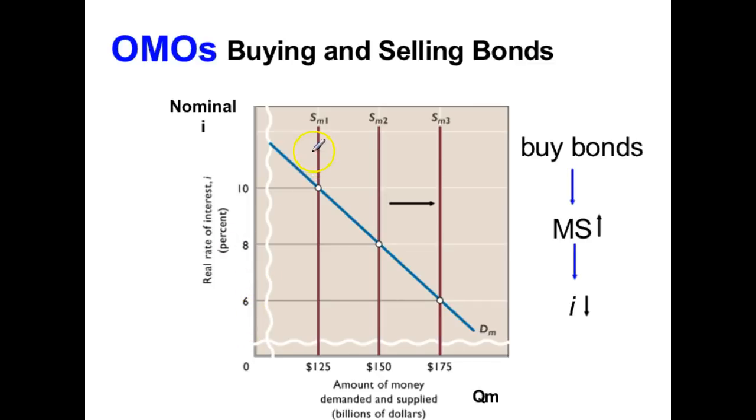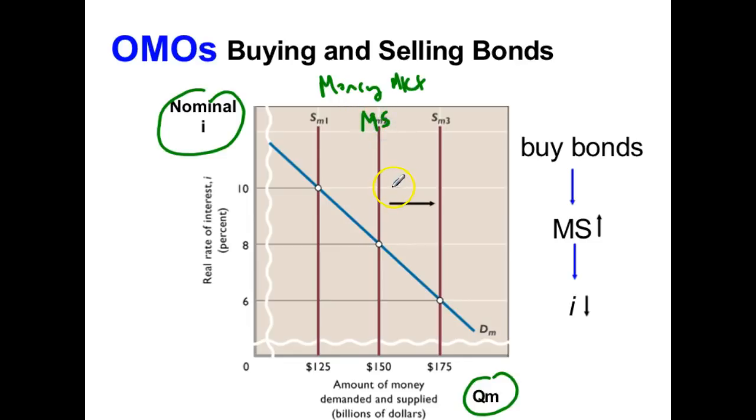So there's really 2 ways of looking at it here. When the Fed is buying and selling bonds, we can look at the interest rate change in a couple of different ways. So first of all, this money market graph, right? This should look familiar. We've already learned the money market. We have the nominal interest rate here on the y-axis, quantity of money on the x-axis. The money supply is a vertical line because the money supply here is being set by the Fed.